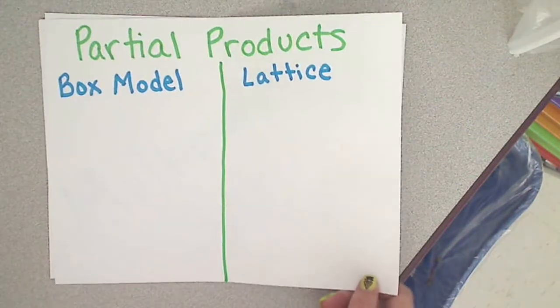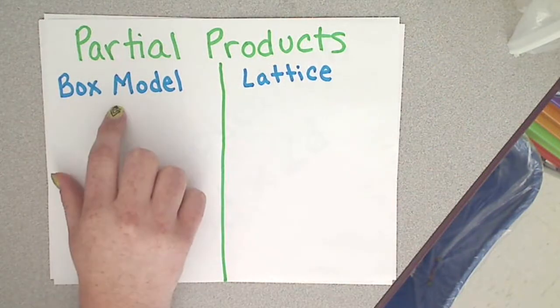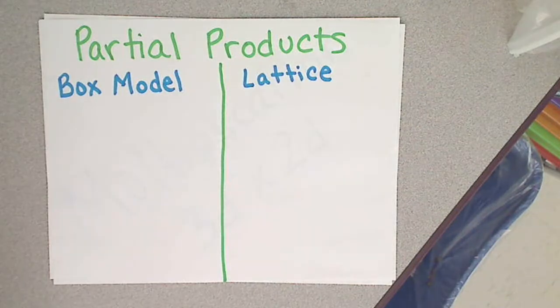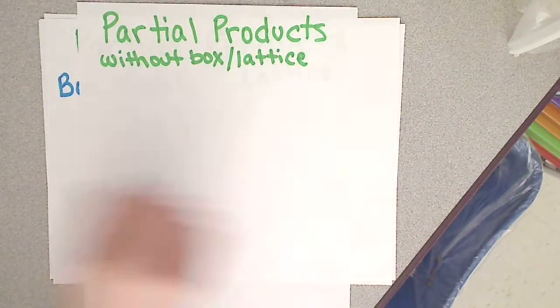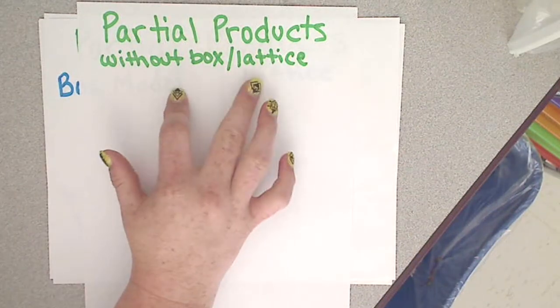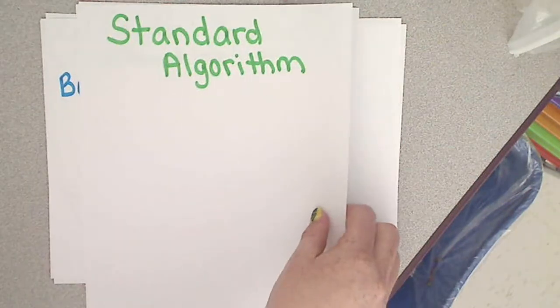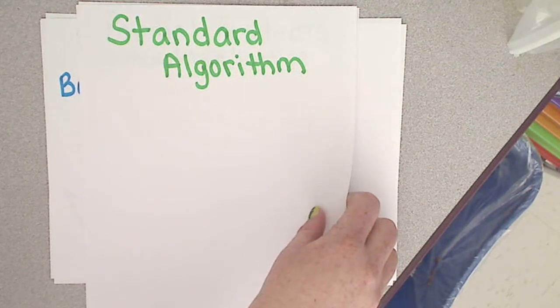The first 2 are partial products using the box model and lattice. We're going to be talking about partial products without the box or lattice. And we're also going to be talking about the traditional standard algorithm.